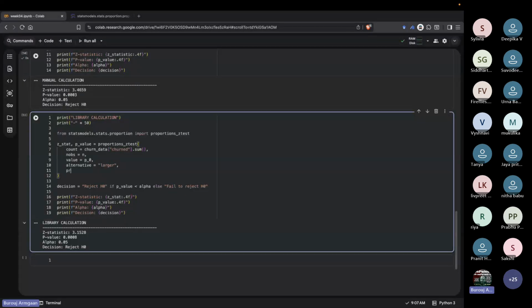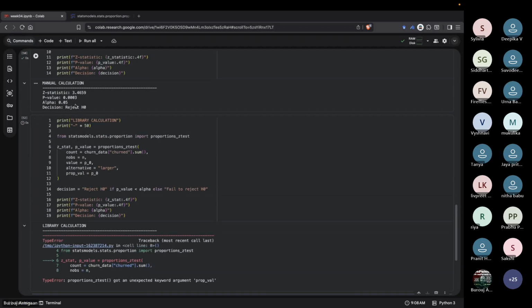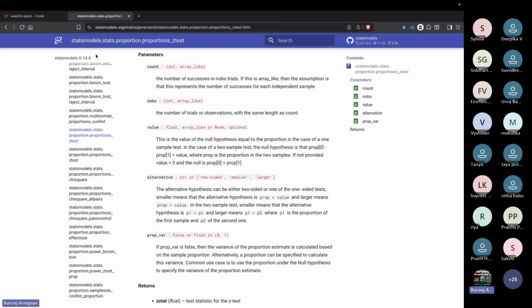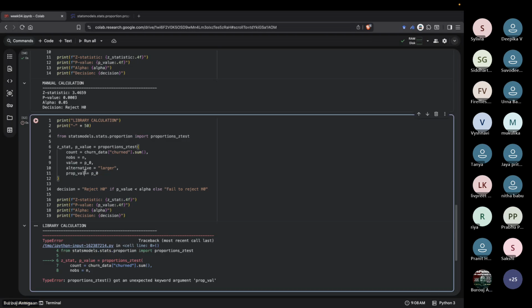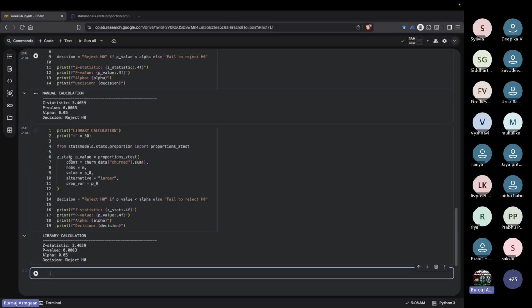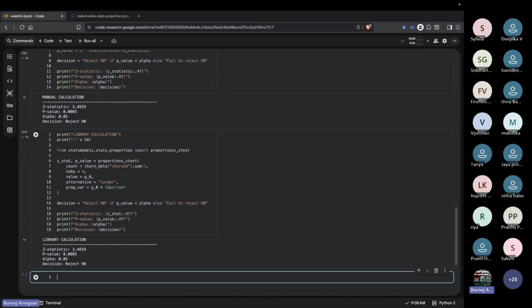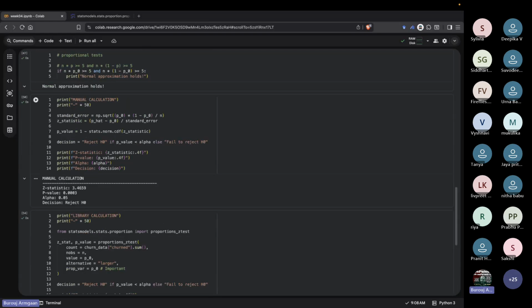It uses something else. So if we want to enforce this particular behavior, we have to pass prop value equal to P0. And now, did we change something? Now you would notice that they are identical. The z statistic and p-value match. So this part is important, that is, what do you pass here? Based on this, we get identical results. Any questions on this part?